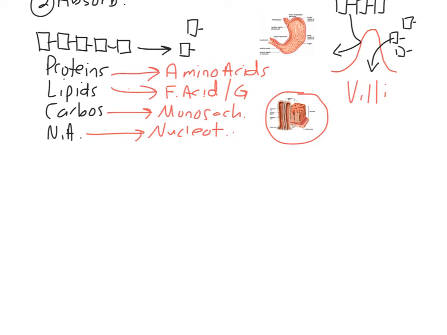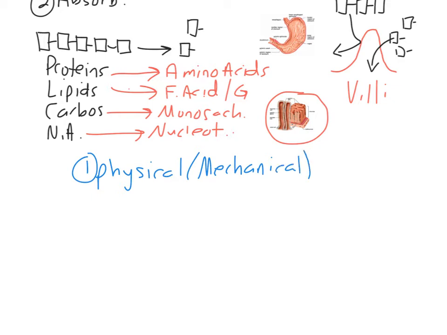Now there's two types of digestion, or two types of breakdown, and the first one is physical, and they also call it mechanical. And physical digestion is like the grinding of the teeth or the moving of your stomach. A great example is the teeth. We can all imagine our teeth grinding things into smaller pieces.